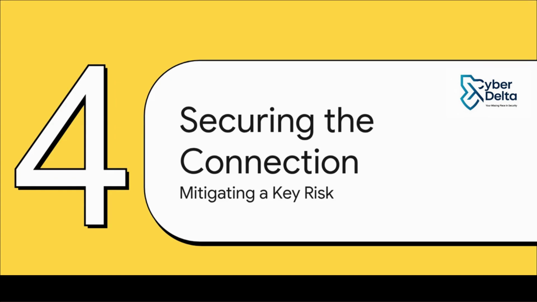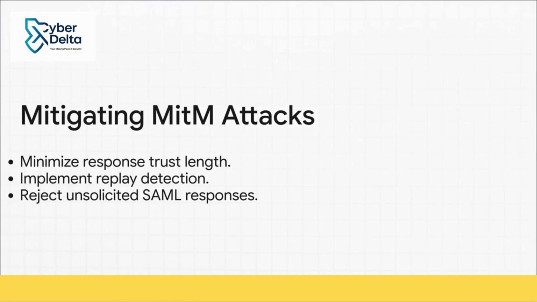Let's tackle that head-on, because at the end of the day, a good SSO setup has to be a secure one. So, how do we lock this down? Well, first, you drastically shorten what's called the response trust length. Think of it like this. You're shrinking the amount of time a door is left unlocked, which gives a hacker a much smaller window to sneak in. Second, you use replay detection. This makes sure that even if a hacker records your login data, they can't reuse it. It's like a concert ticket that can only be scanned once. And finally, you tell your apps to reject any unsolicited responses. Basically, the app won't let anyone in unless it was the one that asked for the key in the first place.